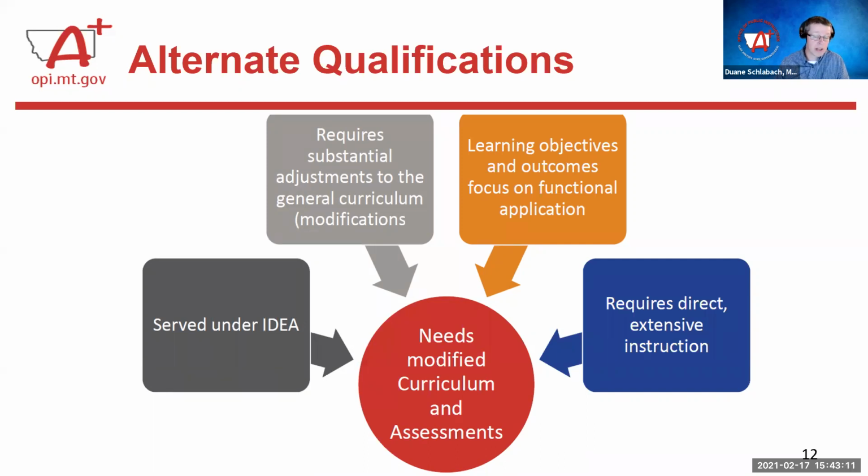the form of a modified curriculum. Their learning objectives and outcomes focus on functional application and require direct and extensive instruction. These are students who qualify for an alternate assessment. And keep in mind, this assessment, an alternate assessment, looks and is administered very differently than the general education assessment, with or without accommodations.